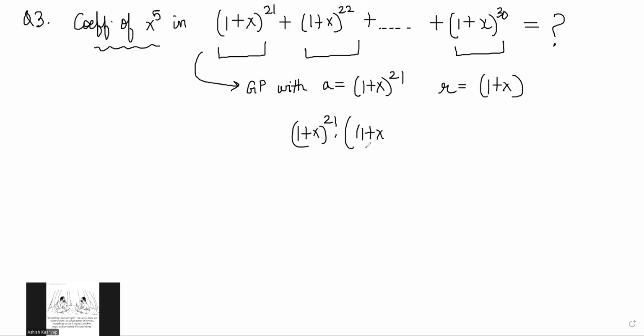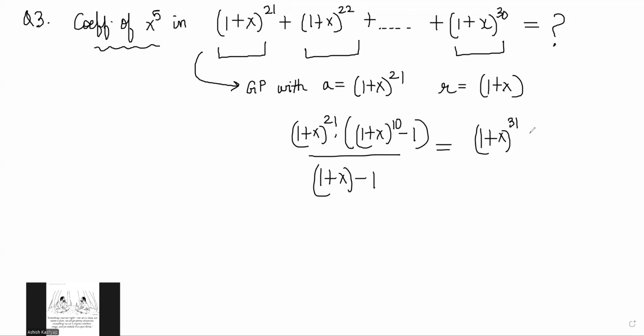This is (1 plus x) to the power 10 minus 1, by r minus 1. So 1 plus x minus 1. So this becomes basically (1 plus x) to the power 31 minus (1 plus x) to the power 21. Whole thing is divided by x, right? So this is my sequence.